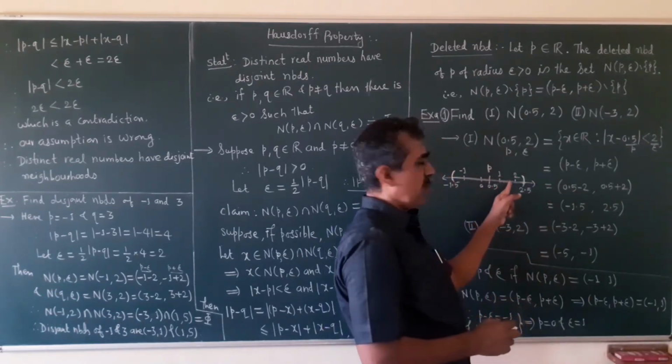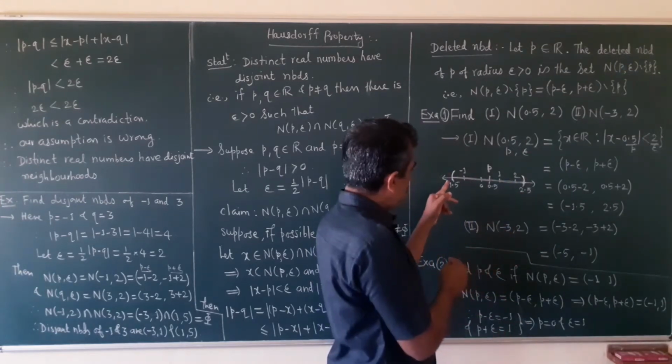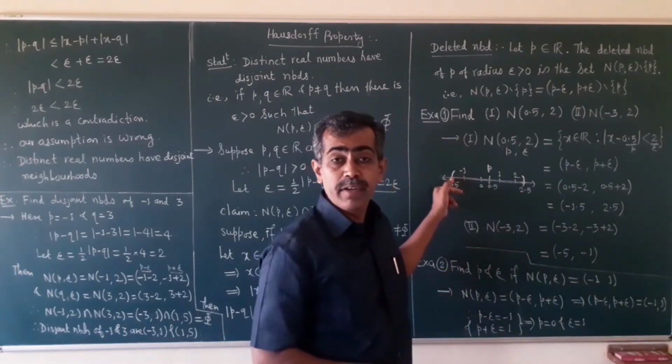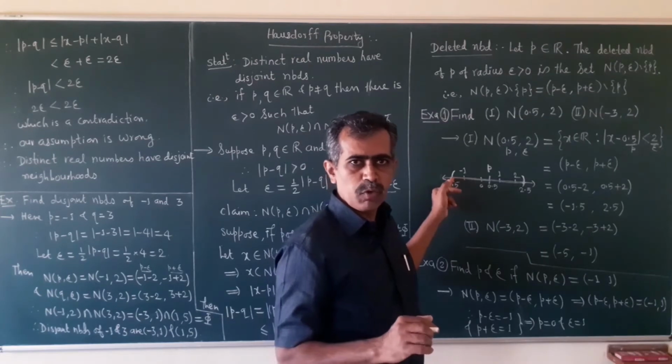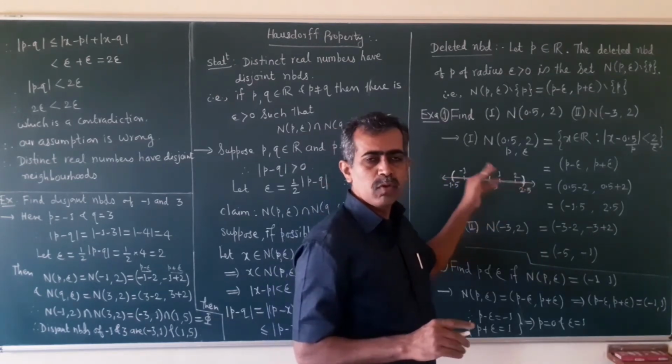If you consider any number here, minus 1.5 is not included. Open interval means we do not include minus 1.5 and we do not include 2.5.